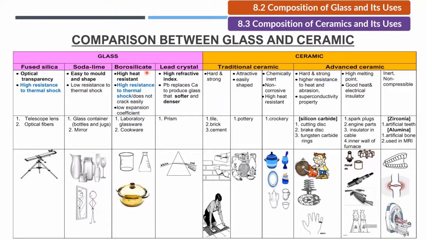Borosilicate, its property is high heat resistance, and this property makes borosilicate very suitable for laboratory glassware and cookware. Last one is lead crystal. Its property is high refractive index. This property makes lead crystal suitable to make prisms. And always remember, lead makes the glass softer and denser.